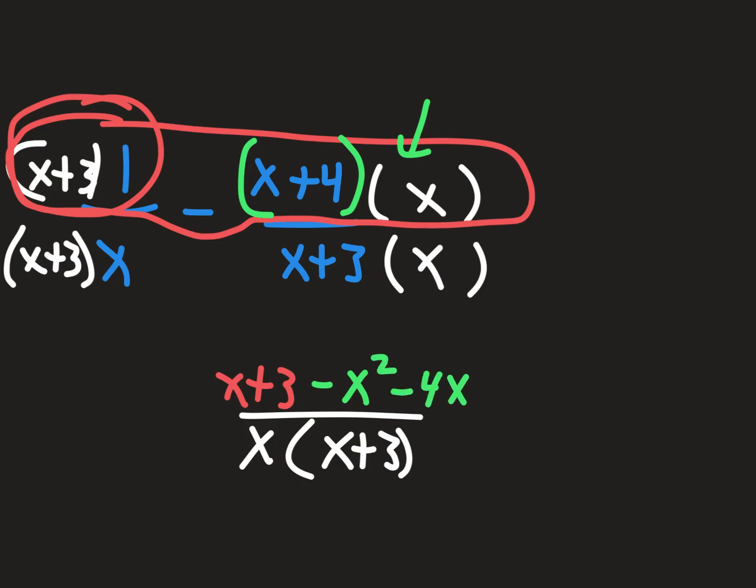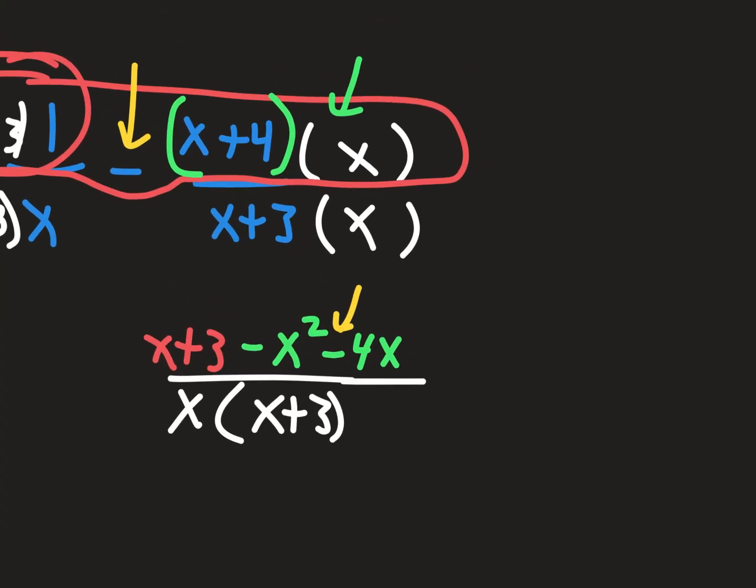And a ton of kids are going to be like, well, I just forgot that one negative. That's the whole point. That negative right there. Be careful. Why? Because this negative will distribute in. Okay. Now I'm going to simplify it down. And I have negative x squared minus 3x plus 3.